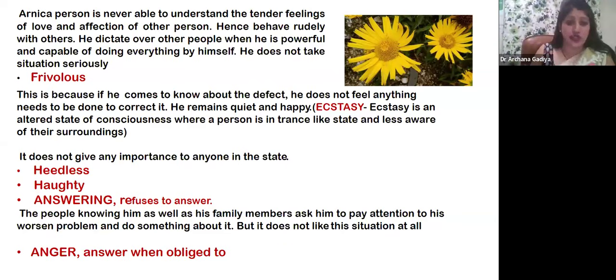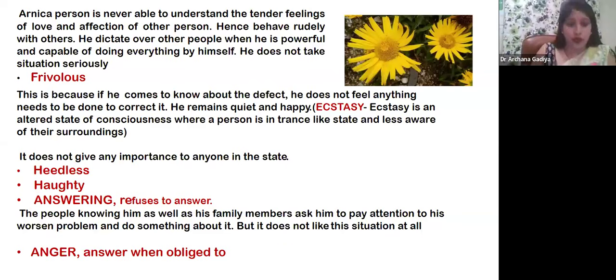So ecstasy is an altered state of consciousness where the person is in a trance-like state and is less aware of his surroundings. He does not give any importance to anyone in this state. So we have beautiful rubrics in Arnica like heedless, haughty, answering, refusing to answer. So we will get other remedies in our mind like Nux vomica, Arsenicum album, Platina. But we have a unique feature in Arnica. The ego of Arnica is very high and it is up to the level of foolishness. There is an audacity, a temerity in Arnica which is absent in the other remedies.